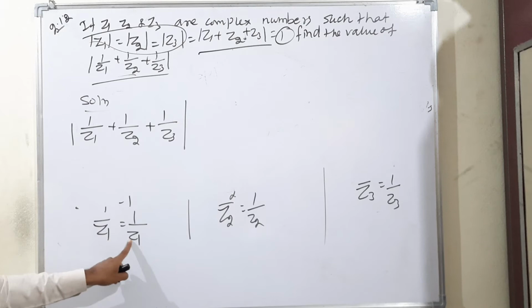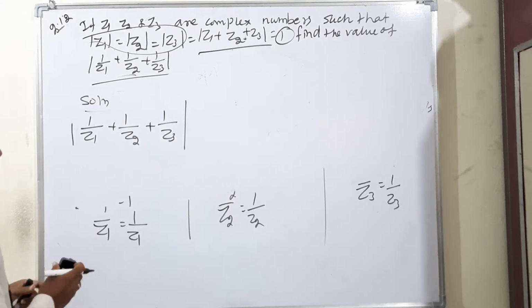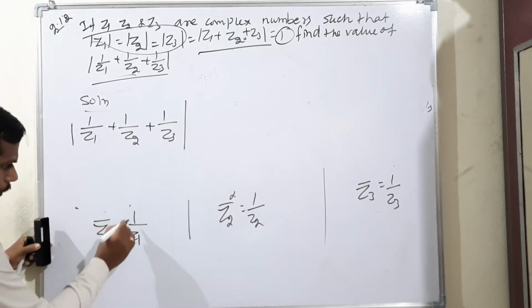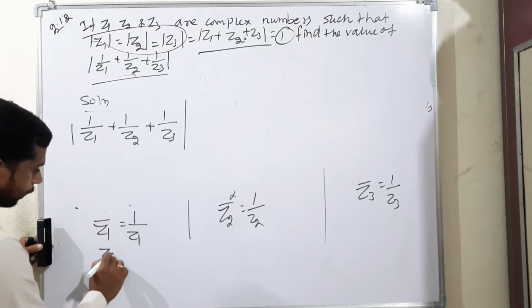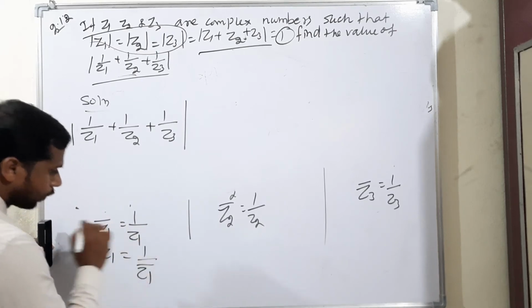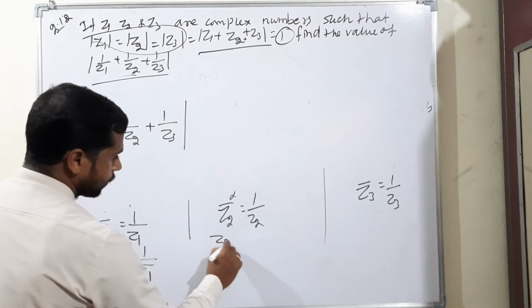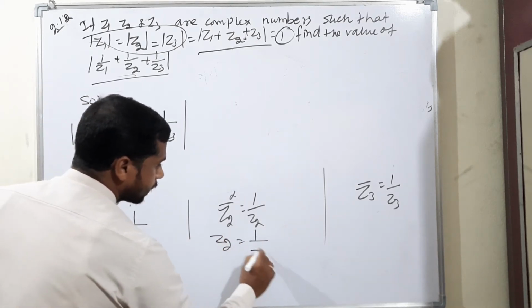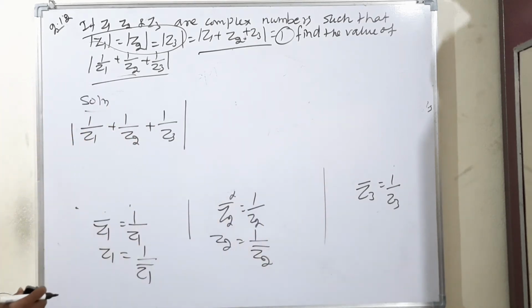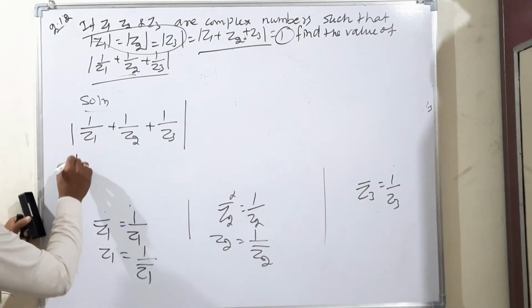If you take the cross multiply, 1 by z1 means z1 bar. Here also the same: 1 by z2 means z2 bar, and 1 by z3 means z3 bar. Here we can apply the modulus of.